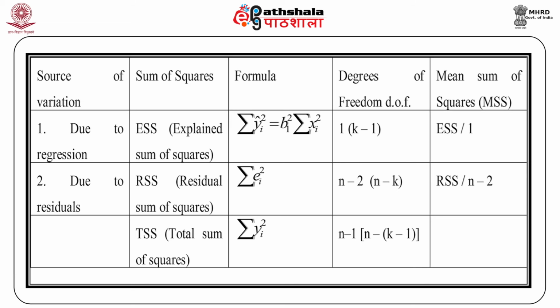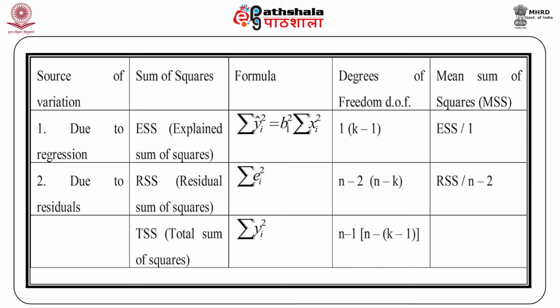Source of variation, sum of squares formula, degrees of freedom, and mean sum of squares, MSS. Number 1, due to regression: ESS, explained sum of squares, sigma yi square equal to b1 square sigma xi square, degrees of freedom 1, that is k minus 1, MSS equal to ESS divided by 1. Due to residuals: RSS, residual sum of squares, sigma ei square, degrees of freedom n minus 2, that is n minus k, MSS equal to RSS divided by n minus 2.